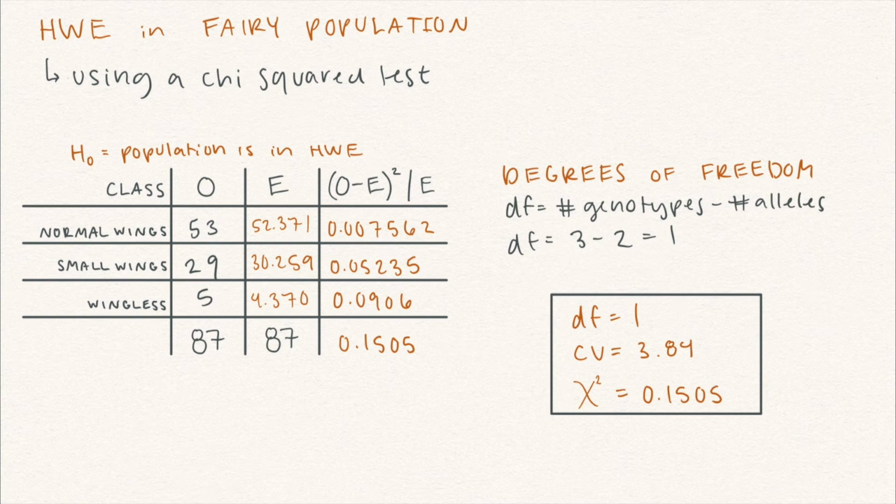To fill out the rest of the chi-squared chart, we do observed minus expected squared divided by expected for each class. The sum of these numbers is our chi-squared value, which is 0.1505. There is 1 degree of freedom, which was found by subtracting the number of alleles from the number of genotypes. The critical value for 1 degree of freedom is 3.84, and our chi-squared value is less than this number, so we fail to reject the null hypothesis.